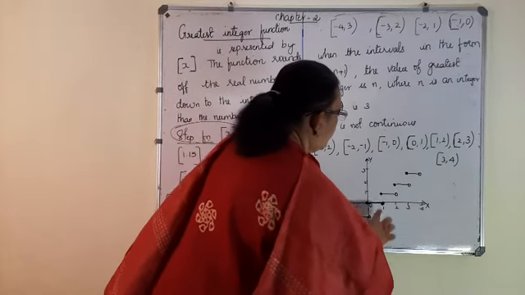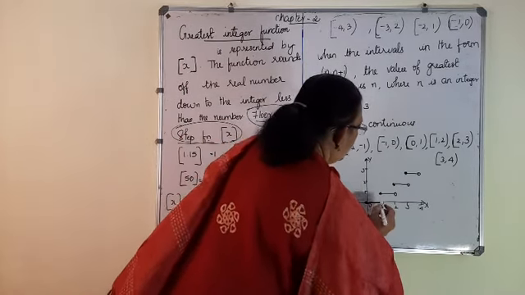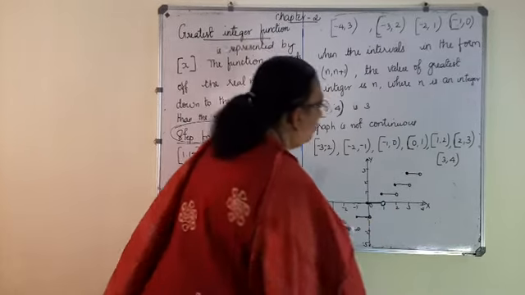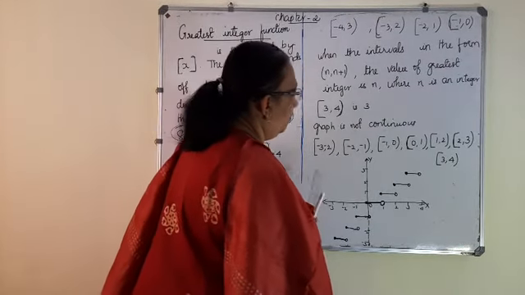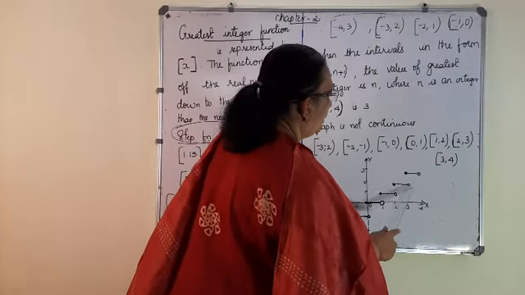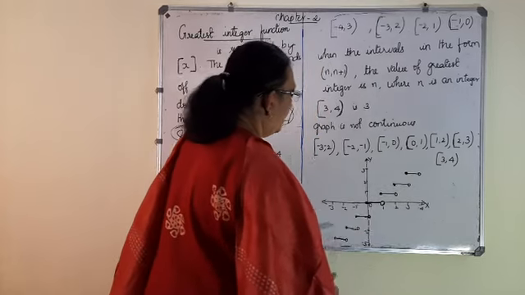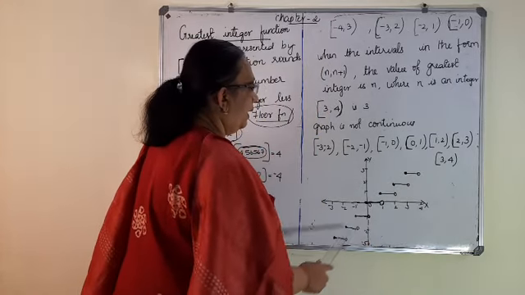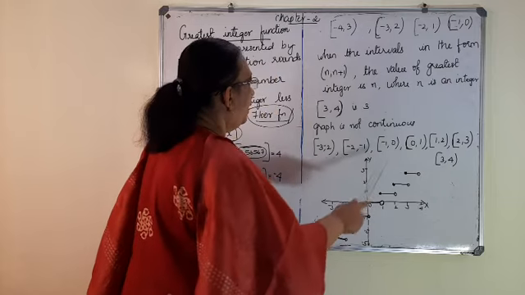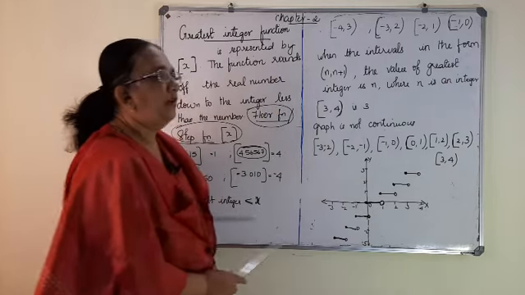0, 1, it is open. Then 1, 2, 2, 3 and 3, 4. So this is a not continuous graph. It is a stepwise function graph. It is also known as the floor function graph.